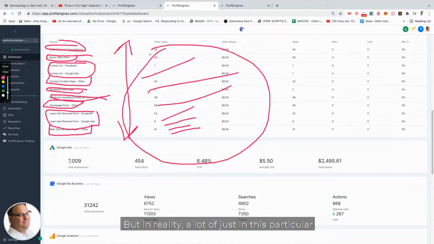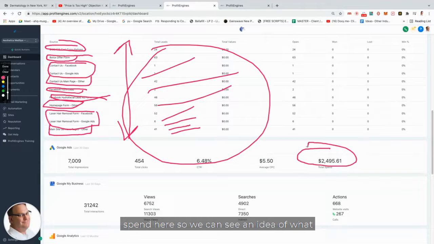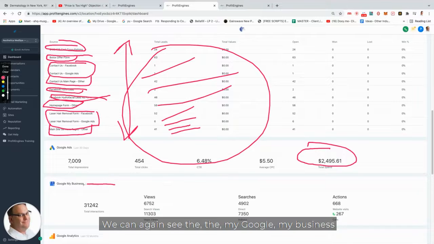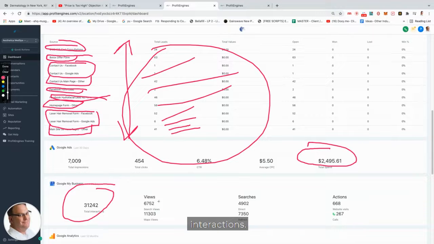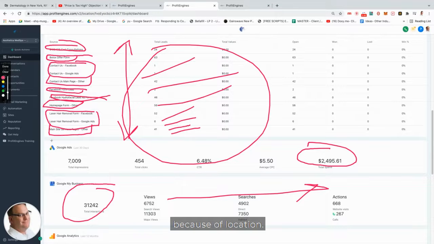But in reality, in this particular case, the ads from Facebook, Instagram, and Google are driving all this traffic. We can see the average spend here, so we get an idea of what the spends are. We can again see the Google My Business interactions, and a lot of organic traffic coming through just because of the location.